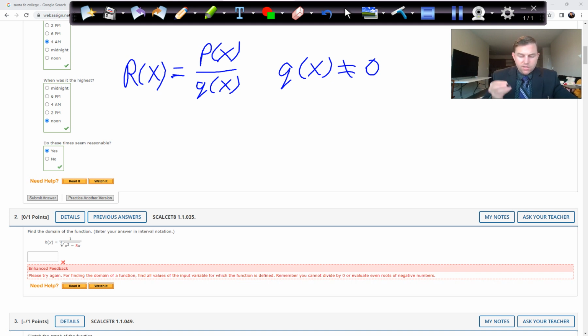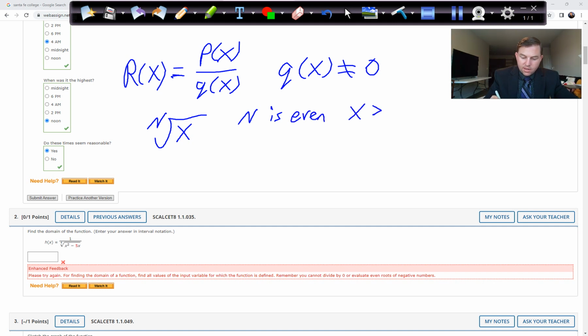There's an added twist to this one, and that is we can also not have the square root of negative numbers. So if you have the nth root of, let's say, x, if n is even, x has to be bigger than or equal to 0. So it has to be 0 or a positive number. If n is odd, x can be all reals. So it can be anything.